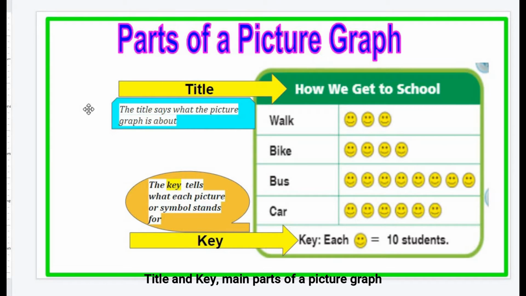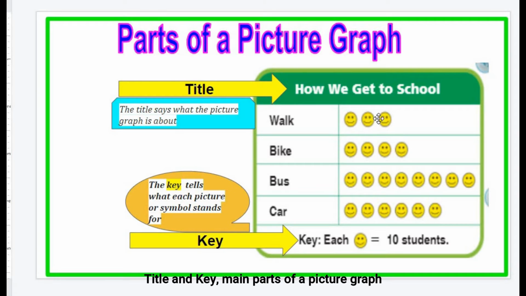Parts of a picture graph: title and key. What is the title of the picture graph? What is it for? The title says what the picture graph is about, and the key tells us what each picture or symbol stands for. The symbol used in this picture graph is a smiley face, and that smiley face stands for 10 students. It means that every smiley face is equal to 10 students.